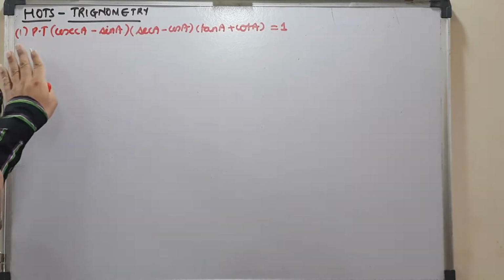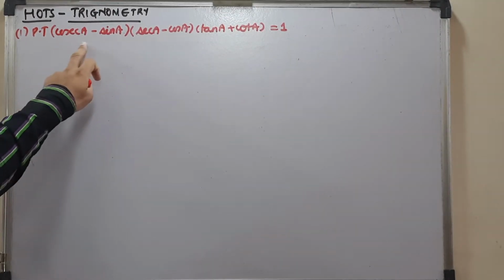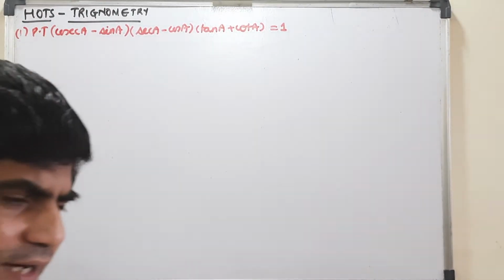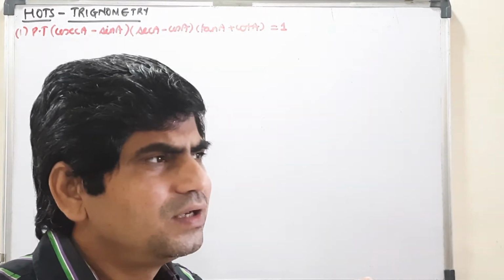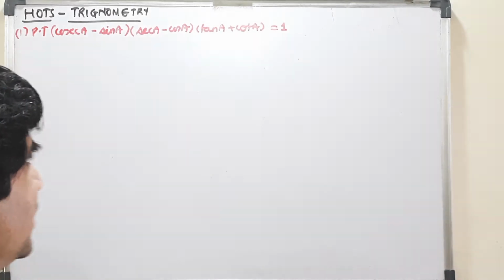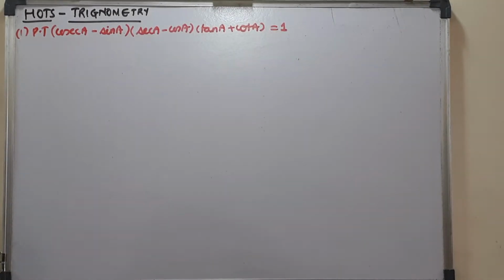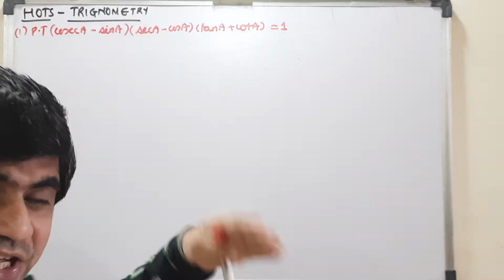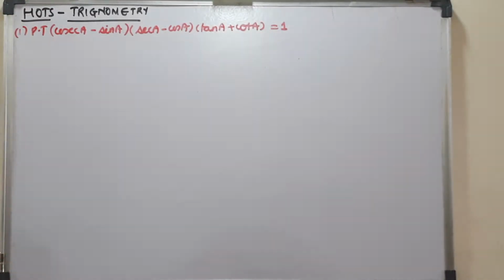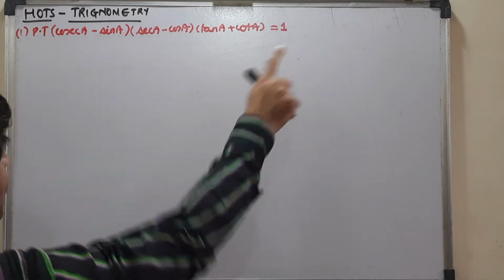The first question I have written here is cosec A. I write here HOTS to indicate that I am taking questions which are a little bit on the thinking part. When we write HOTS, those are higher order thinking skills. That means your skills are developed over here, so those questions we will be taking. You need to show that this is equal to 1.